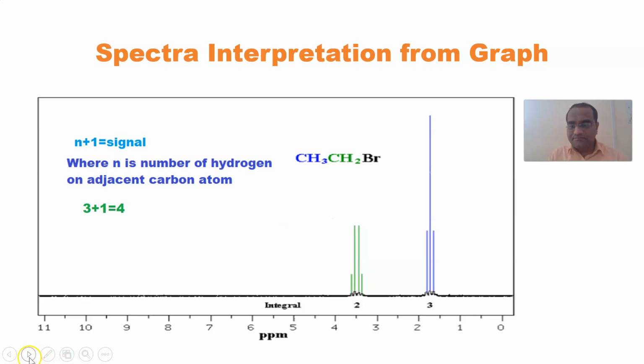After that, the second signal: we get a triplet. It belongs to this carbon atom, and adjacent to this carbon atom there are 2 hydrogens. So we take n as 2 and we get a triplet signal.